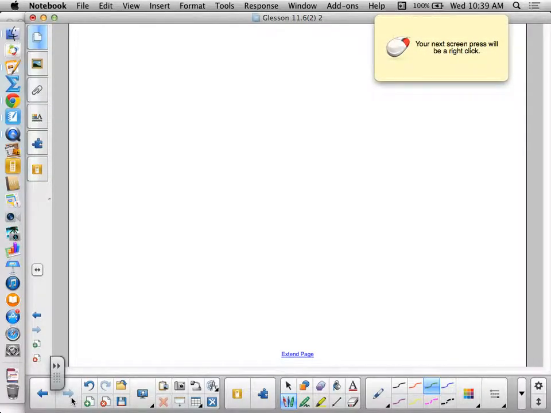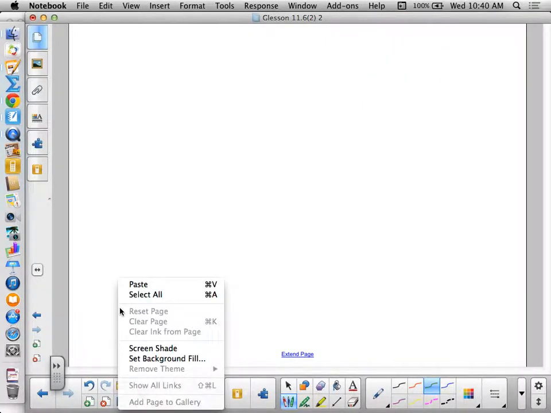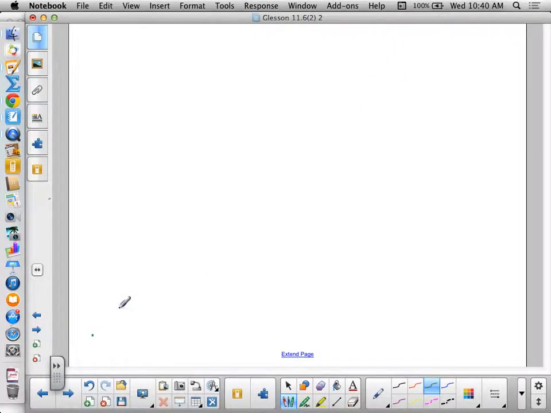Your next screen press will be a right click. Well, that's wonderful. I just had a right click. I'm really excited about that. Not.